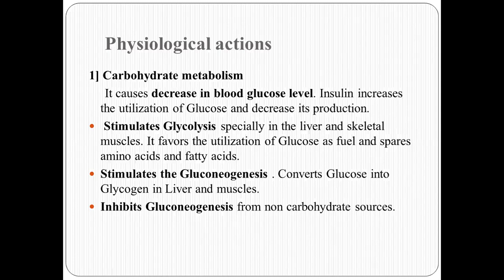So there will be stimulation of glycolysis, so glucose will be utilized. Stimulation of glycogenesis converts glucose into glycogen, and then it inhibits gluconeogenesis. So these are the three major actions by which there is a decrease in the blood glucose level.